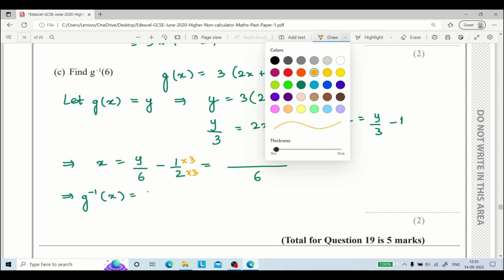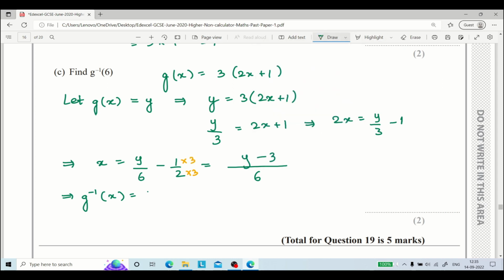So that is going to be y minus 3. This is just for our simplicity. So g inverse of x will be x minus 3 over 6. And what do we need to find out? g inverse of 6. Instead of x, you'll put 6 everywhere. 6 minus 3 upon 6, that is how much? 3 over 6, that is equal to half. That is your answer.